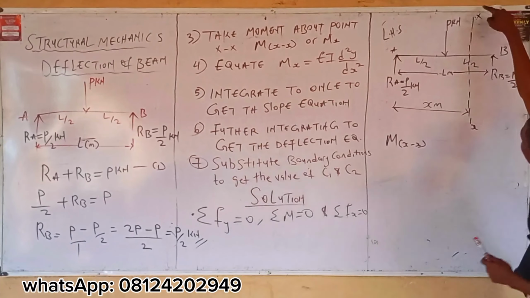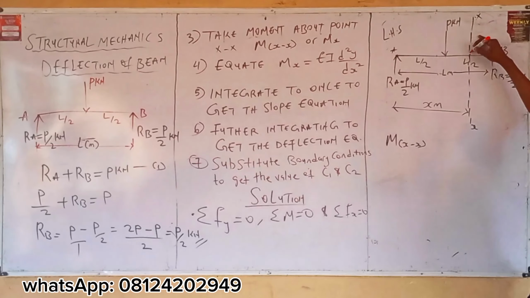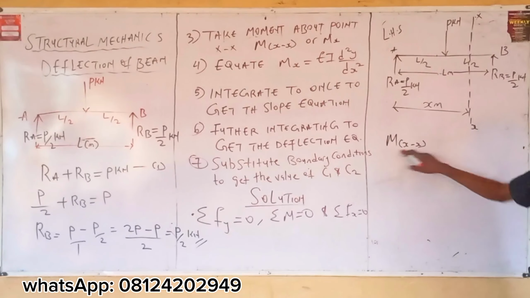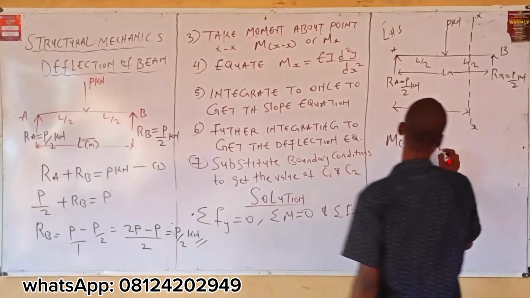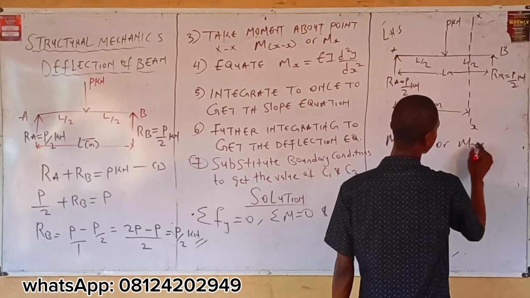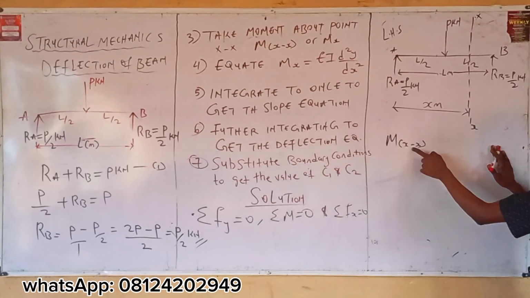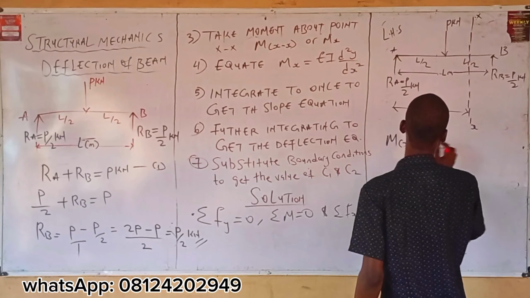Why? Because this is the point, and the point is denoted with XX. So whatever the moment is, denote it as this, or you can just use something like Mx. Are you getting me? But I'll use this instead. I will denote the moment as this. So I'm saying the moment is equal to.